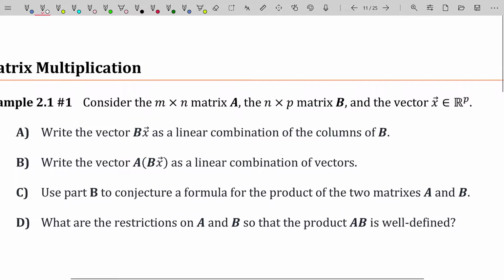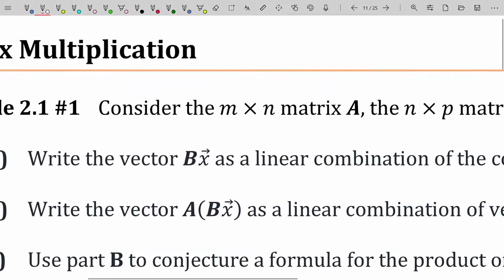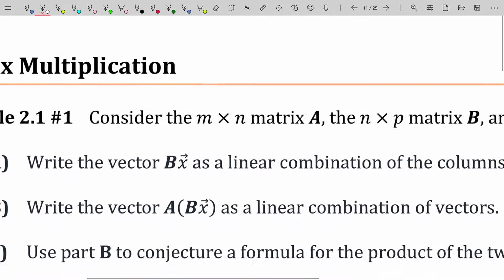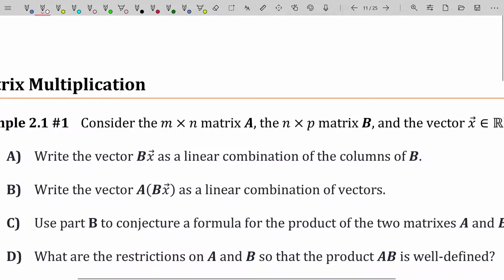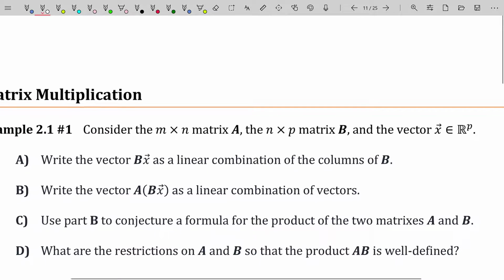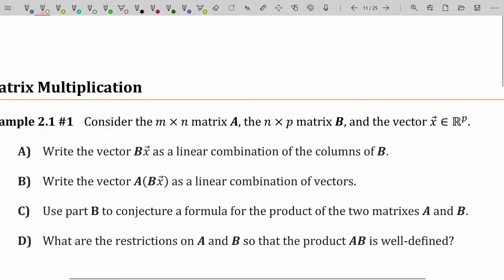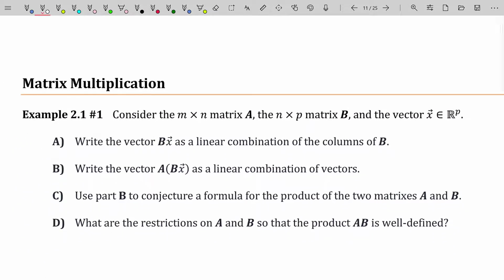Start with an example here. Consider the M by N matrix A and the N by P matrix B, and then the vector X, which is in R^P. Now that's a lot of letters there, but hopefully that makes sense to you. We'll start by writing the vector Bx as a linear combination of the columns of B. And this is to set up the idea of what matrix multiplication actually is.